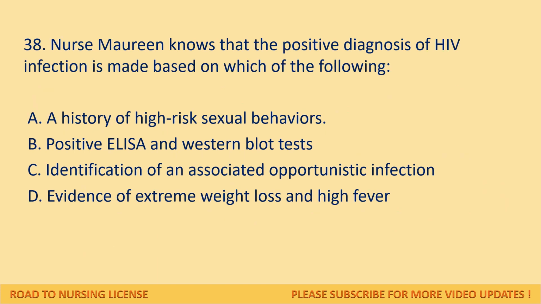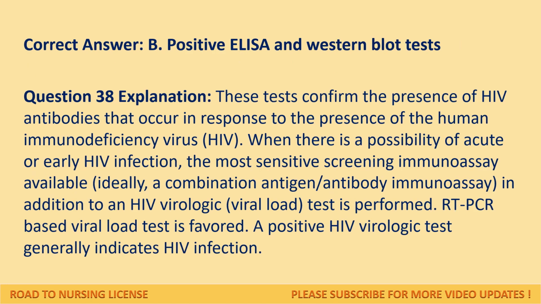Question 38. Nurse Maureen knows that the positive diagnosis of HIV infection is made based on which of the following? A. A history of high-risk sexual behaviors. B. Positive ELISA and Western blot tests. C. Identification of an associated opportunistic infection. D. Evidence of extreme weight loss and high fever. Correct answer: B. Positive ELISA and Western blot tests.